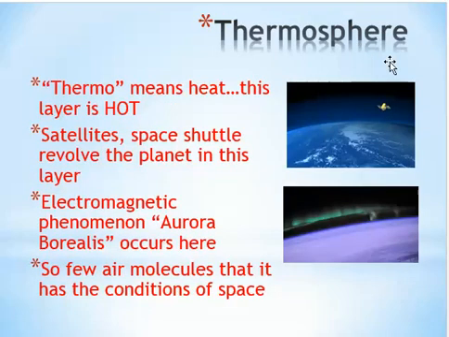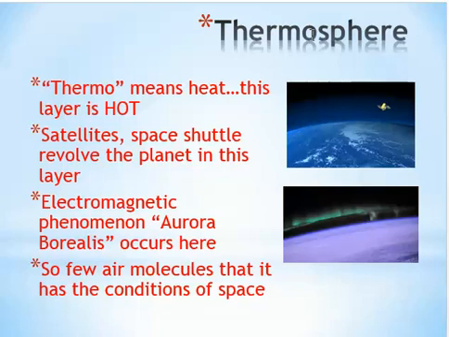Next, we have thermosphere. A lot of folks get thermosphere and troposphere confused. Thermo means heat. This layer is hot, hot, hot. This is where satellites and the space shuttle revolve around the planet in this layer. You have the electromagnetic phenomenon.